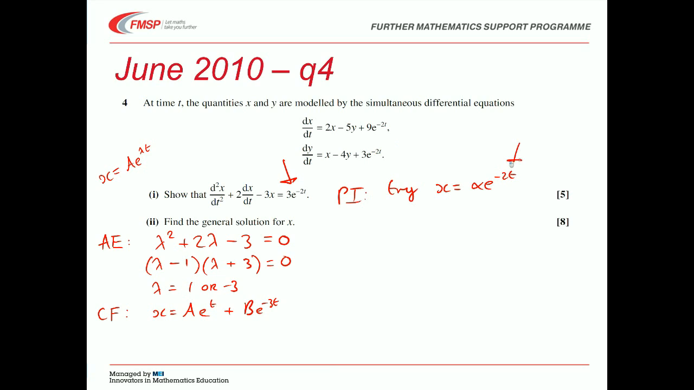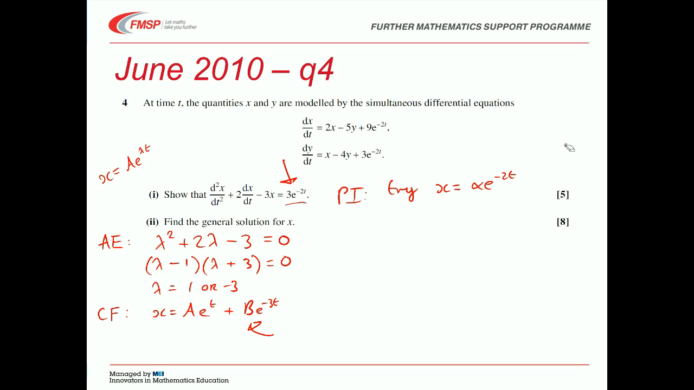I should always check that this function isn't the same as something in my complementary function. If it is, you'd have to do something clever. In this case, you'd have to try x equals alpha t e to the minus 2t if e to the minus 2t turned up in the complementary function, because it wouldn't work. Dumping this into the left-hand side would give you 0, and we want it to give us something, not 0. But in this case, we're fine. So that's just a little aside about watching out for that thing.